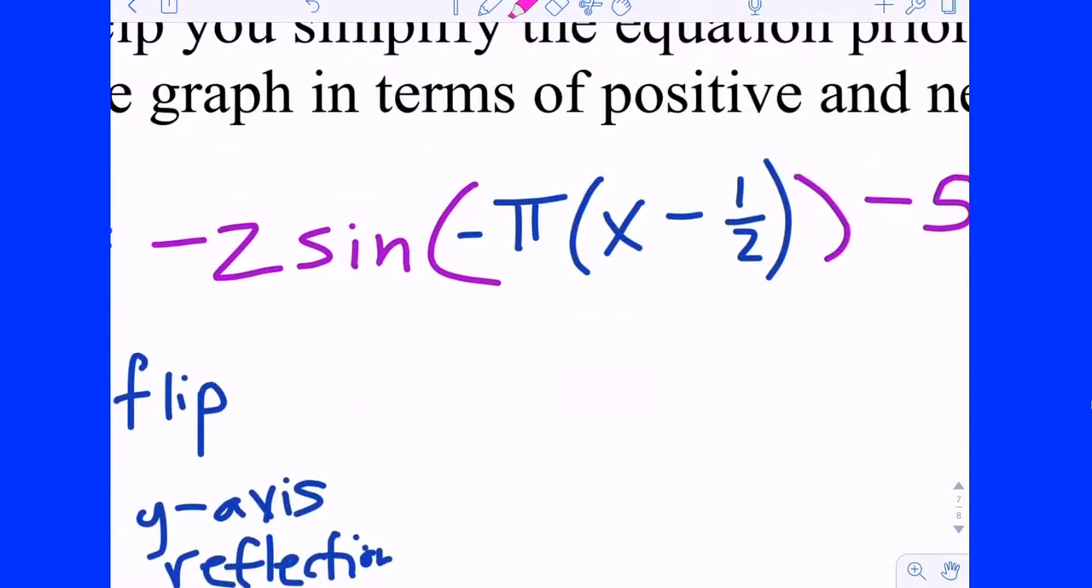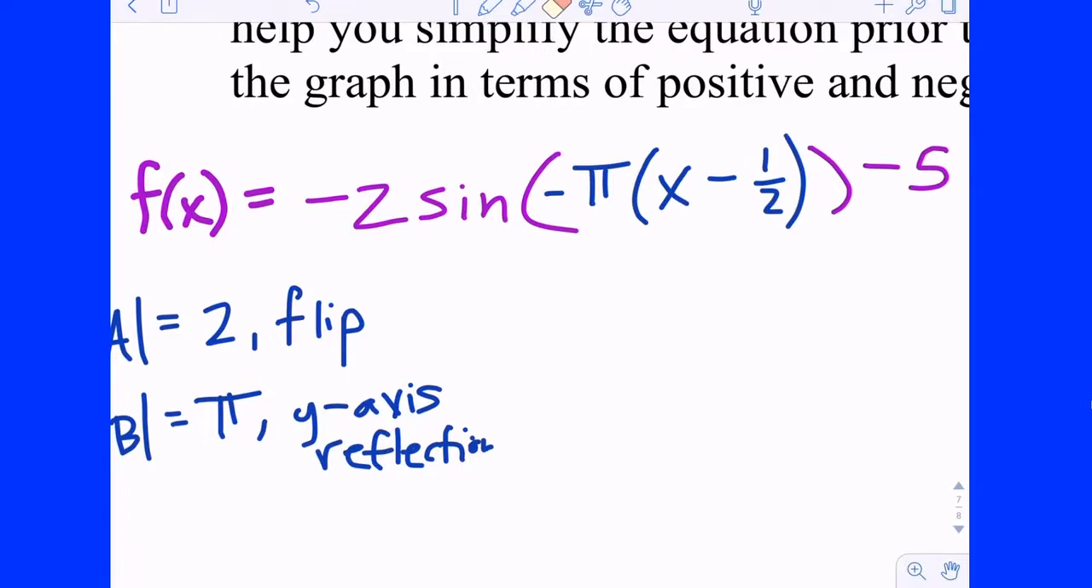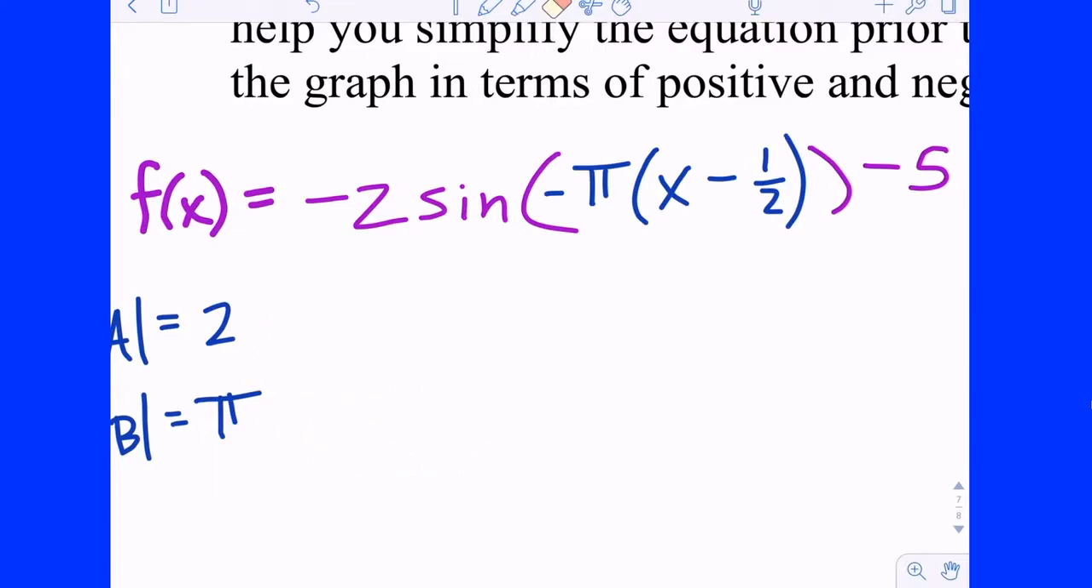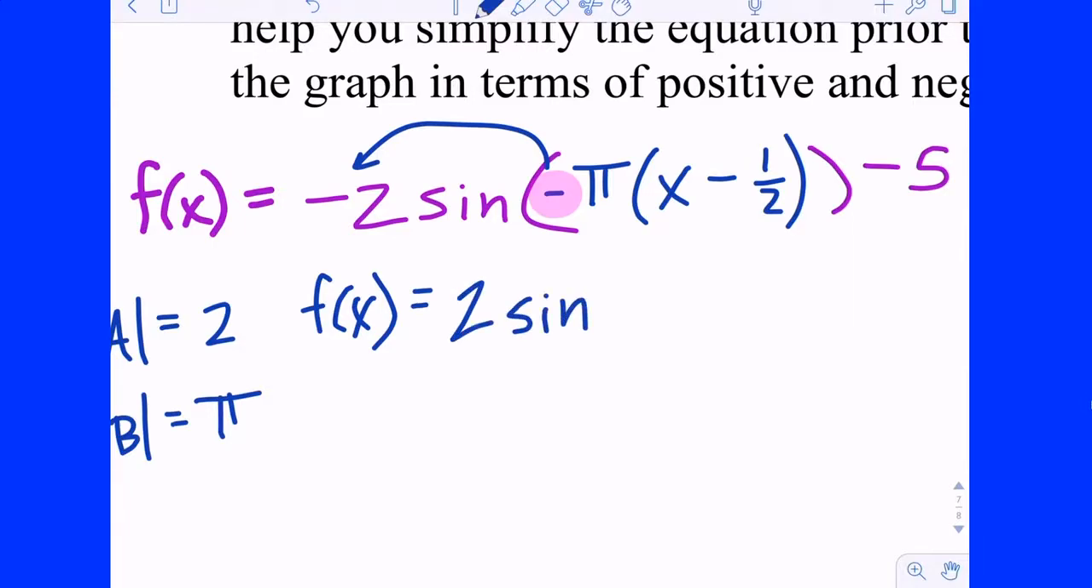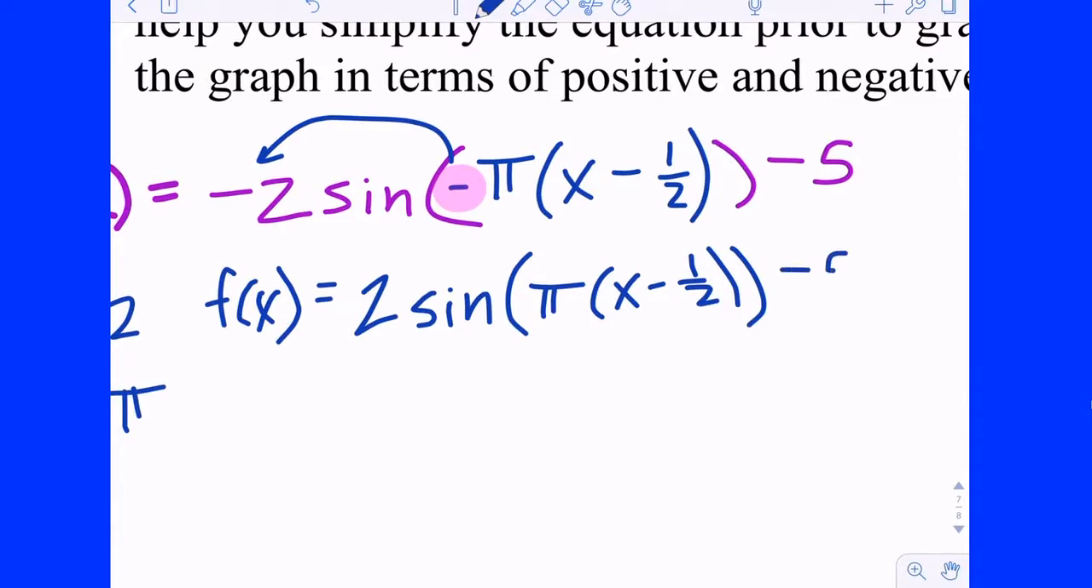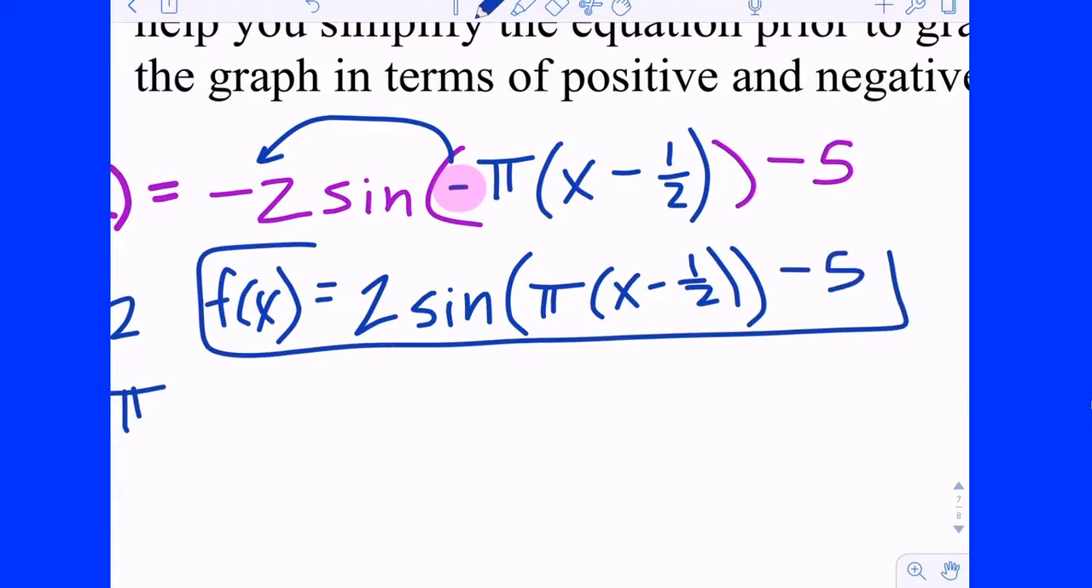So before I get too into all this flipping and reflecting, let's go ahead and simplify this equation. I do have a negative b value. And because sine is an odd function, I could bring that negative out front and combine it with the negative that is already there. And what's a negative times a negative? A positive. So I get 2 times sine of pi times (x minus 1/2), minus 5. And I'll get the equivalent graph.